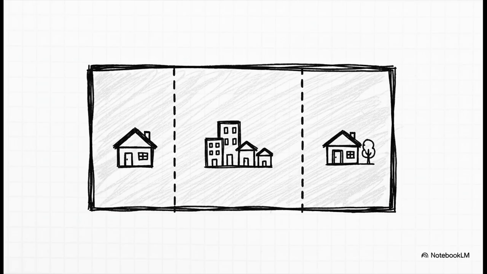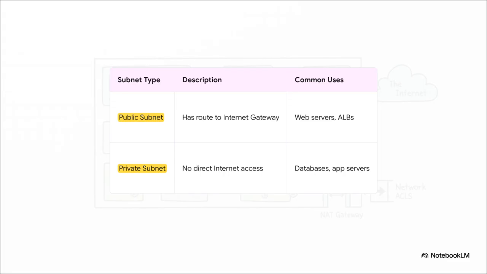Of course, you wouldn't just build one giant warehouse on that whole plot of land. That'd be crazy. Instead, you'd create different neighborhoods for different purposes. And that's exactly what subnets are. We take that big CIDR block and we chop it up into smaller, more manageable neighborhoods, each one designed for a specific job. And this is where we start defining those neighborhoods.